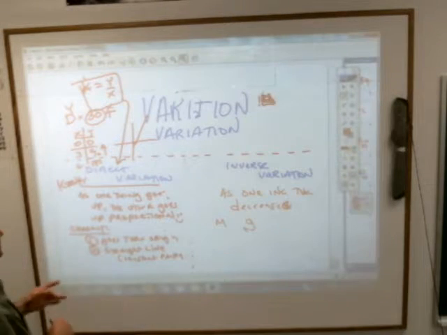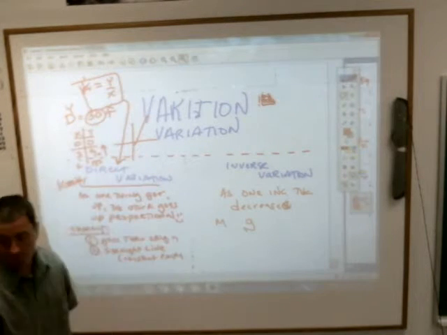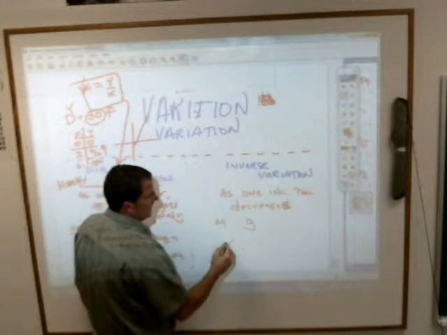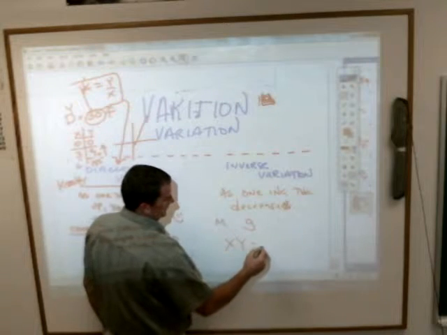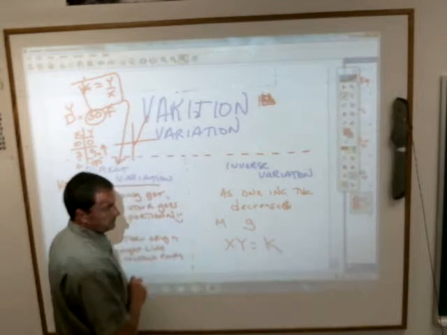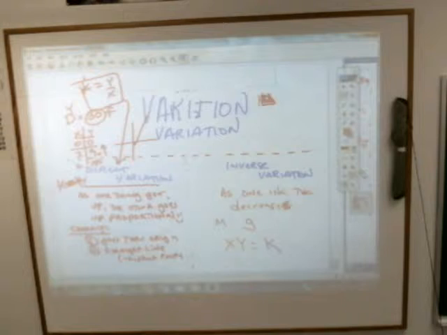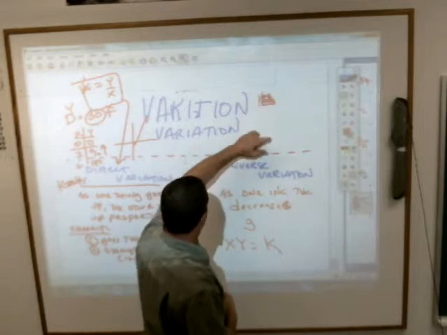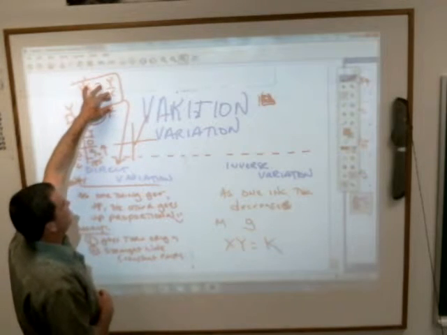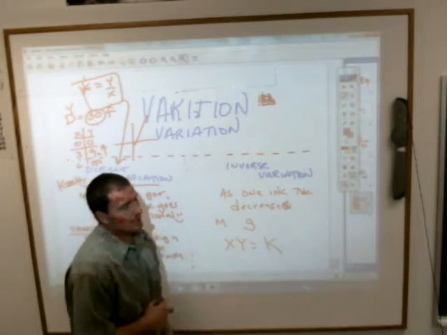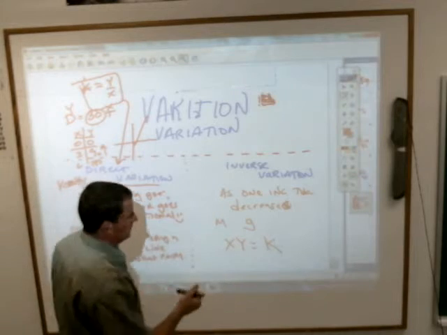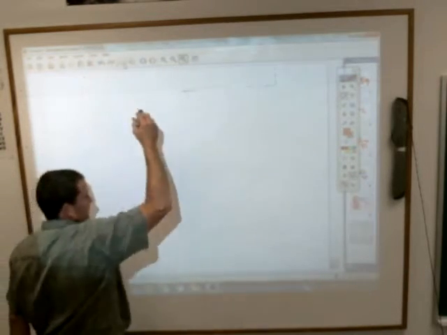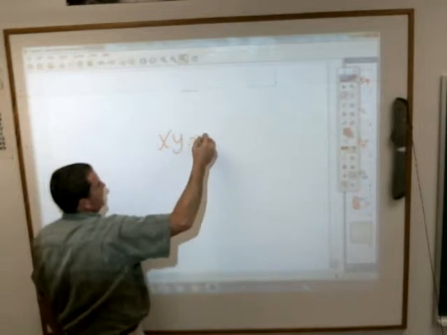Here's a different equation using the same thing. For inverse variation, here is what it is: x times y equals k. Instead of having y divided by x, it's actually x times y that gives you k. For example, just putting numbers in there, you write that down again: xy equals k.